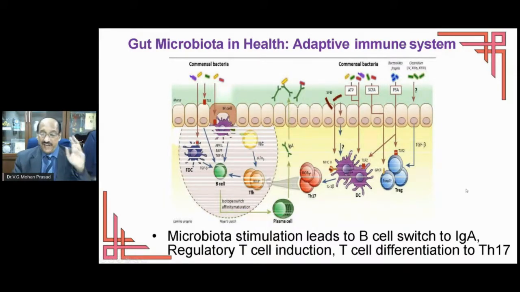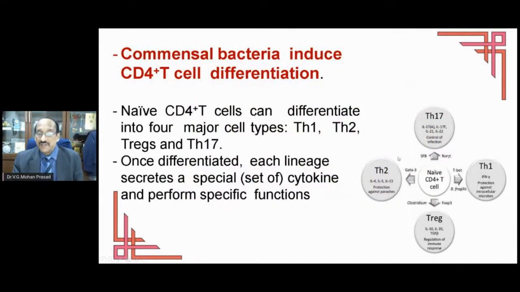So the T cells get differentiated into different types of cells. If you take a naive CD4 positive T cell, then it can either get transformed to a Th17 cell, or a Th1 cell, or a Th2 cell, or a Treg cell. The Treg cells produce interleukin 10, which dampens all inflammatory attack, IL-35, and TGF beta, which can regulate the immune response. The helper T cells are the ones which fight infection. So they can control infection. And the Th2 cells protect against parasites. And Th1 cells protect against intracellular microbes like viruses.